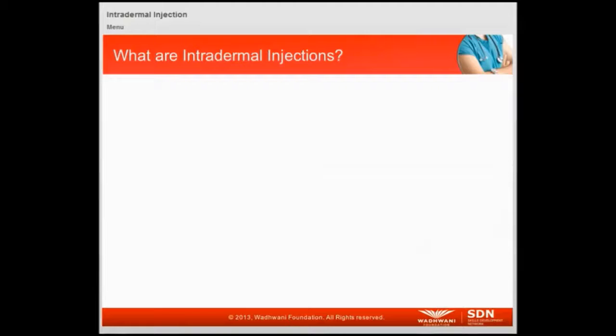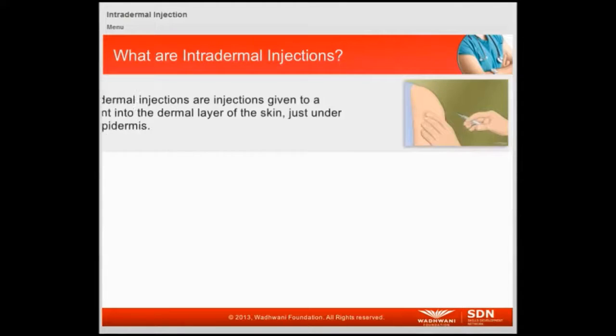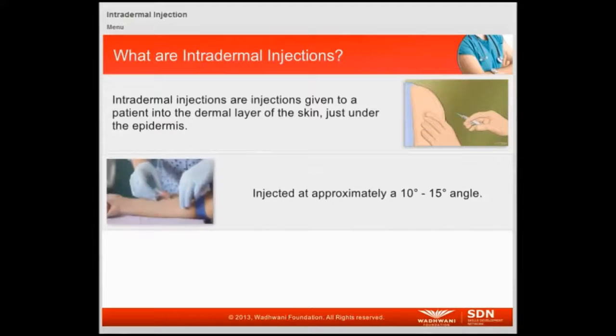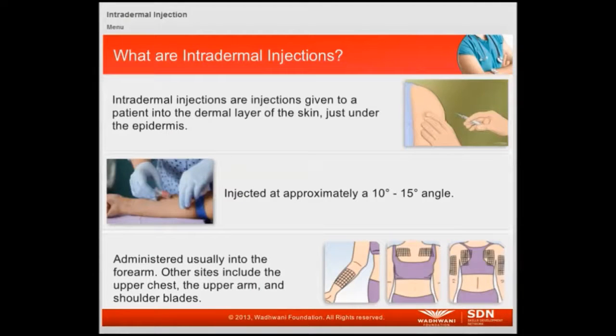What are intradermal injections? Intradermal injections are injections given to a patient into the dermal layer of the skin, just under the epidermis. These are injected at approximately a 10 to 15 degree angle. They are administered usually into the forearm. Other sites include the upper chest, the upper arm, and shoulder blades as shown.